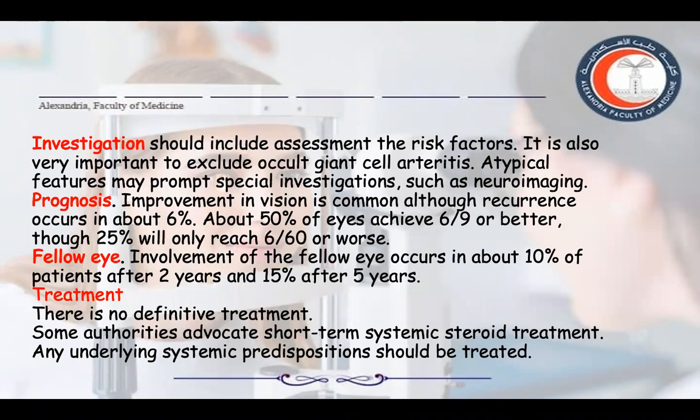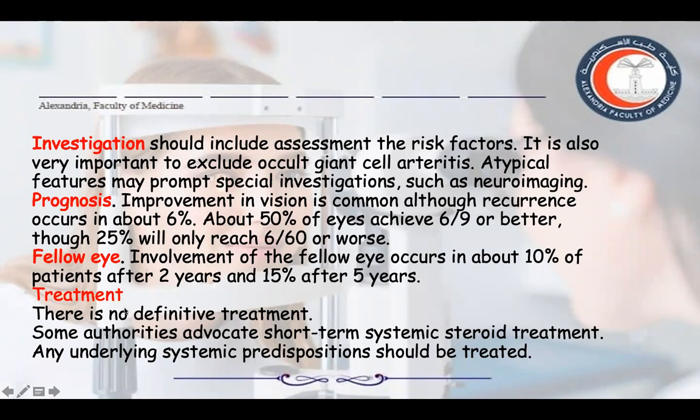Investigations include the assessment of the risk factors I have mentioned before. We need to control these risk factors. Prognosis: there is improvement in vision in some cases. About 50% of these eyes will achieve 6/9 or better, though 25% will unfortunately reach only 6/60 or worse.